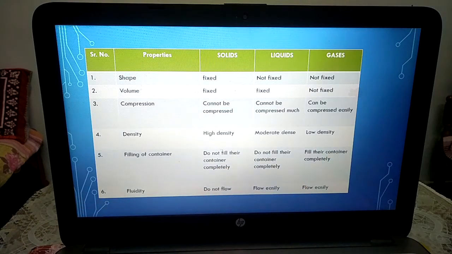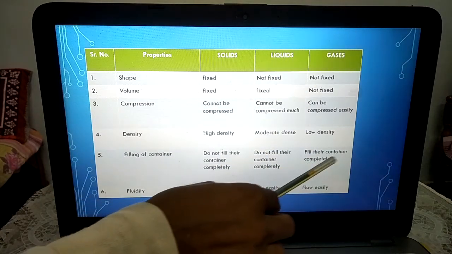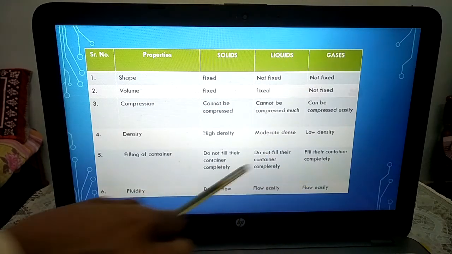Now you can see that any empty container or any empty vessel or utensil, if it is empty, is it really empty? No, it is not actually empty, because even if nothing else is there in the vessel, still air is present there, so gases can fill their container completely.